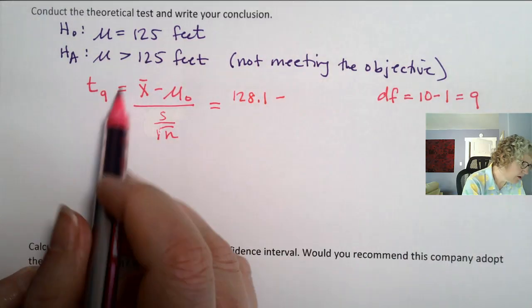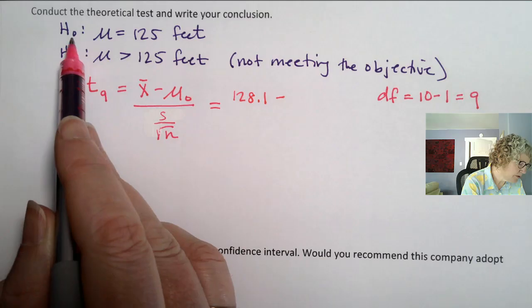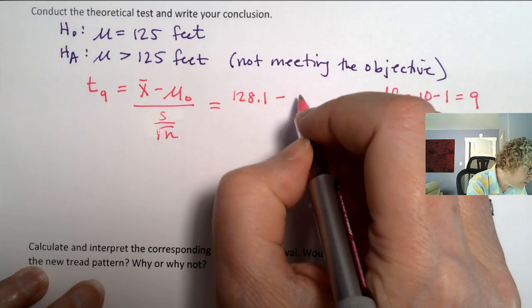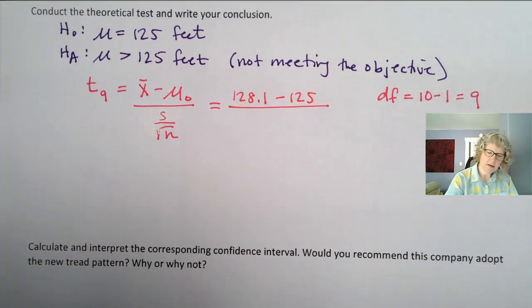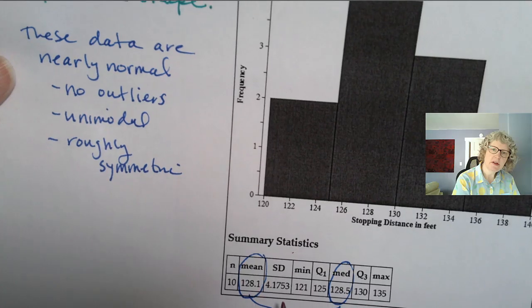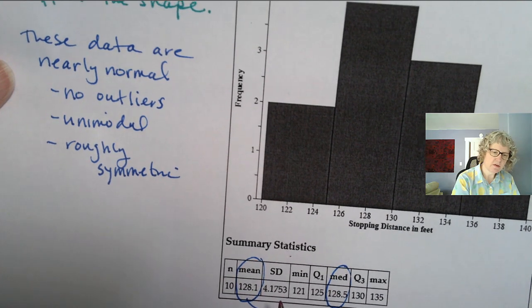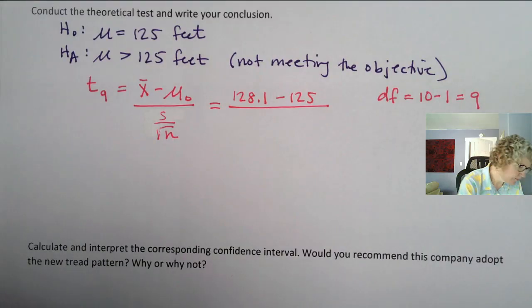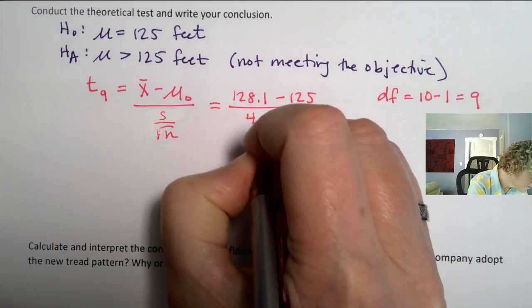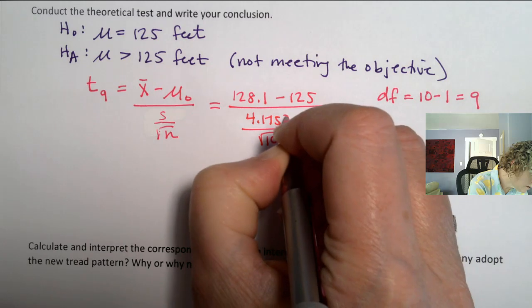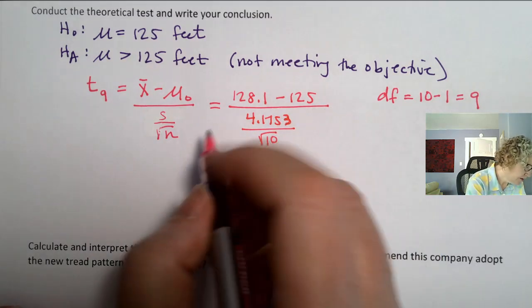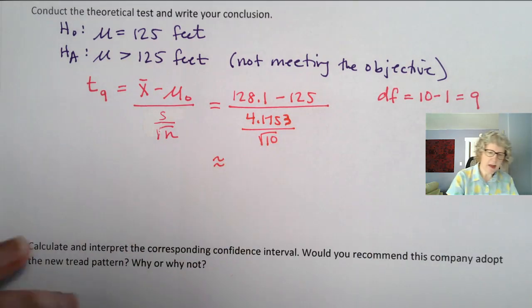feet minus our null value, right? The 0 goes with the null value of 125. And then I need our S. Our standard deviation is 4.1753 over the square root of 10. Okay, so let's get a value for that.